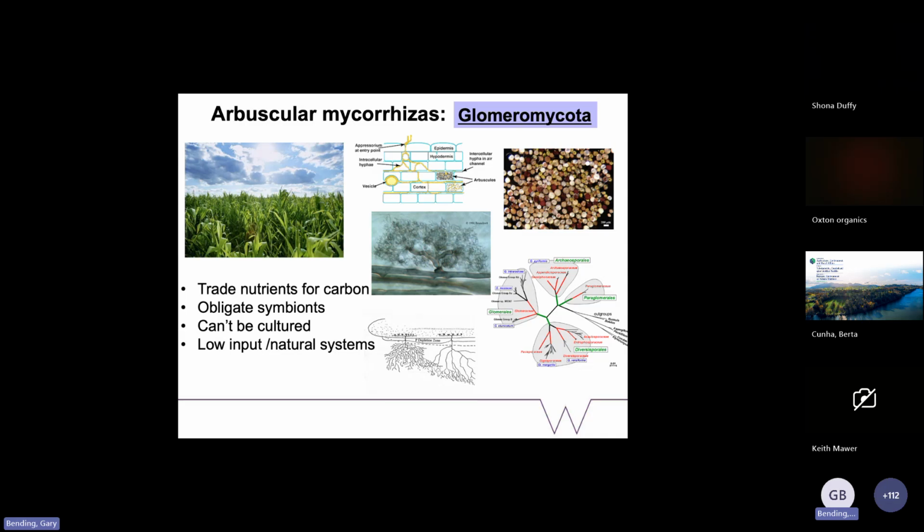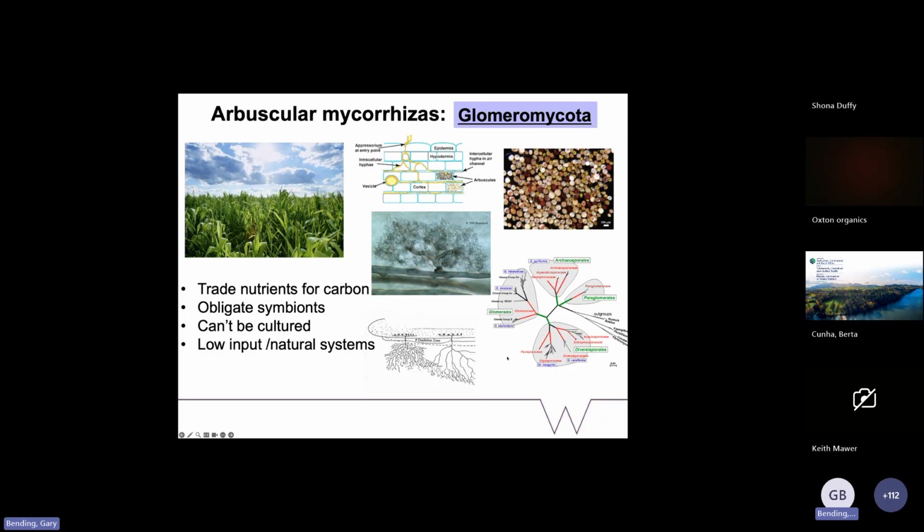Now, the arbuscular symbionts, they're obligate symbionts. They cannot grow in the absence of a host. They can't be cultured. And what we find is that they tend to be depleted in agricultural systems, adding fertilizers, tillage. These are the things that really reduce abundance of these mycorrhizas in cropping systems.